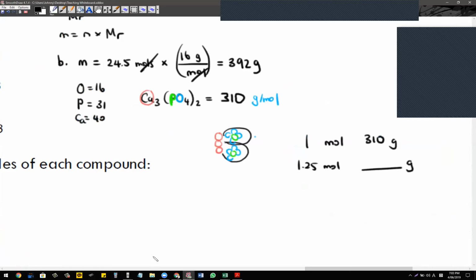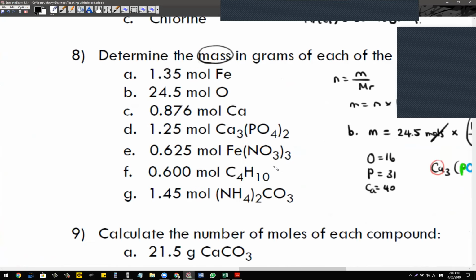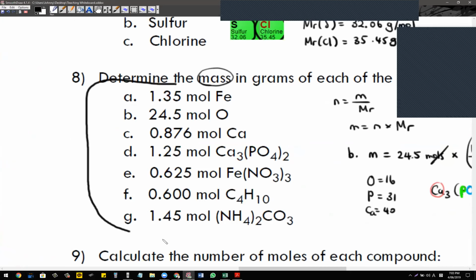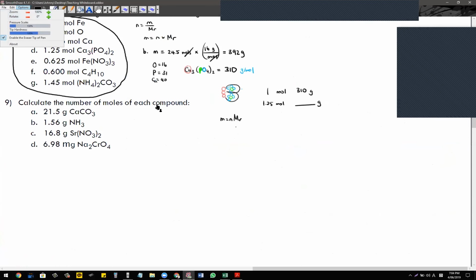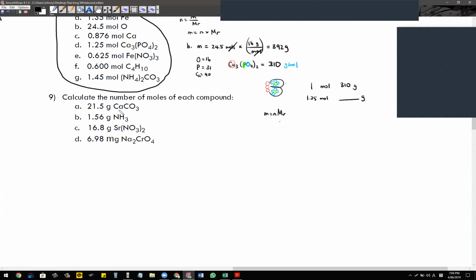So that's equal to just simply this formula. Mass is equal to number of moles times our molar mass. Exactly. Well done. So 310 times 1.25 there. Okay, so 387.5. So you guys can try this as homework, all of this. I'm going to take a picture of that and send it to you. And also number 9, you can try number 9 as well.